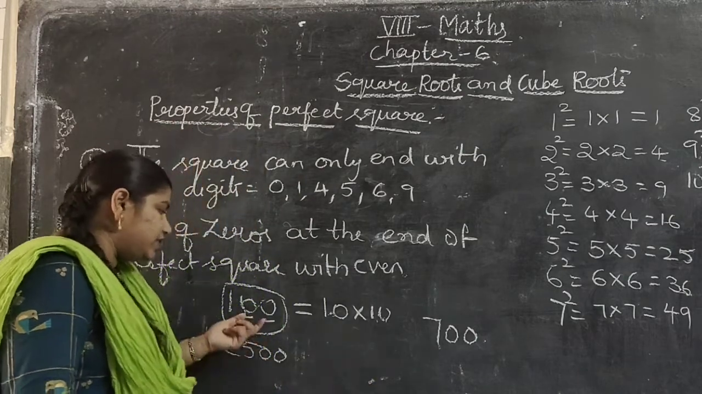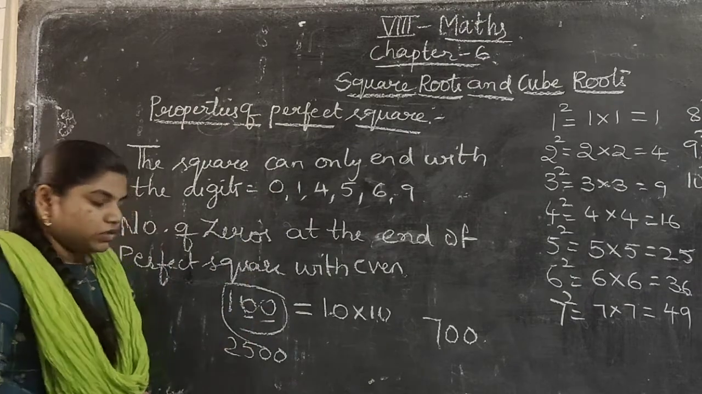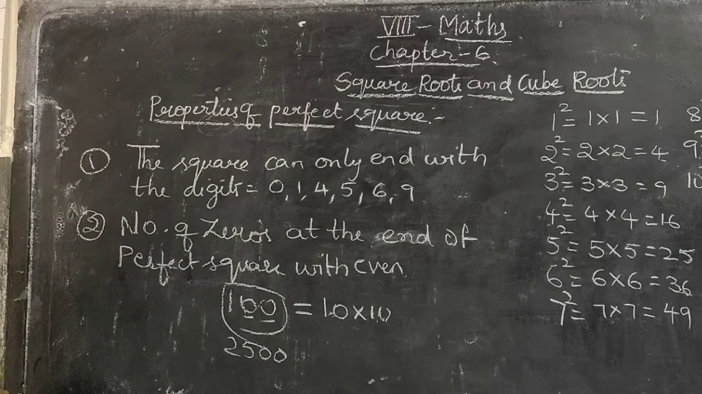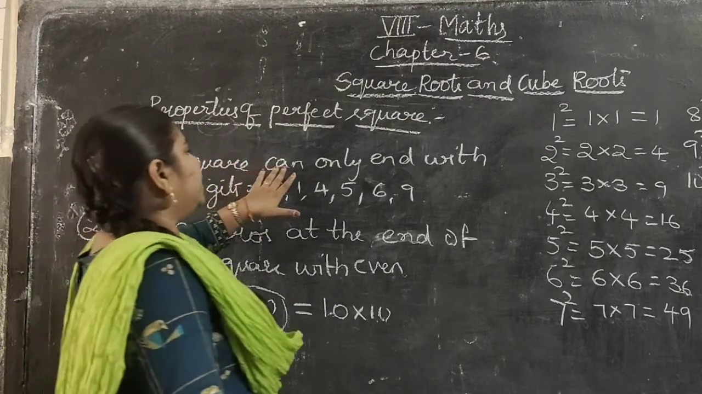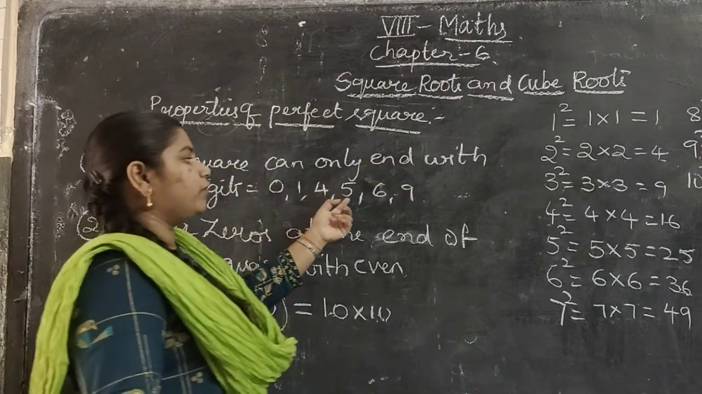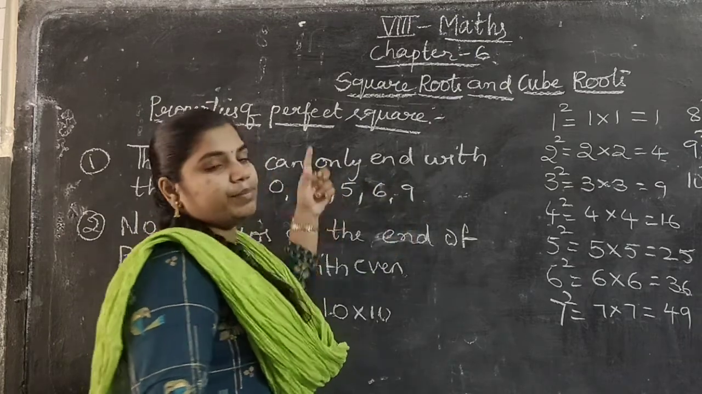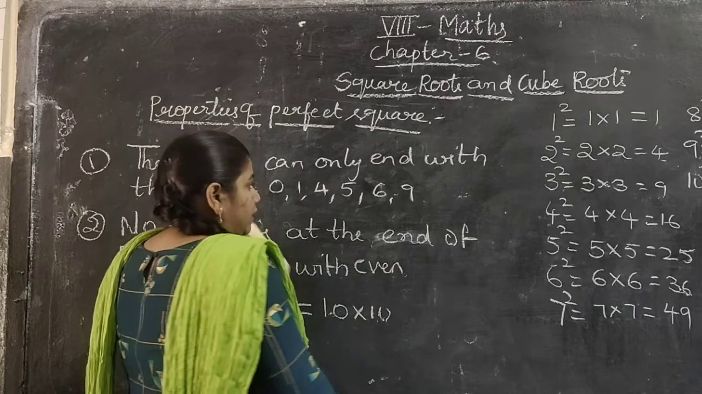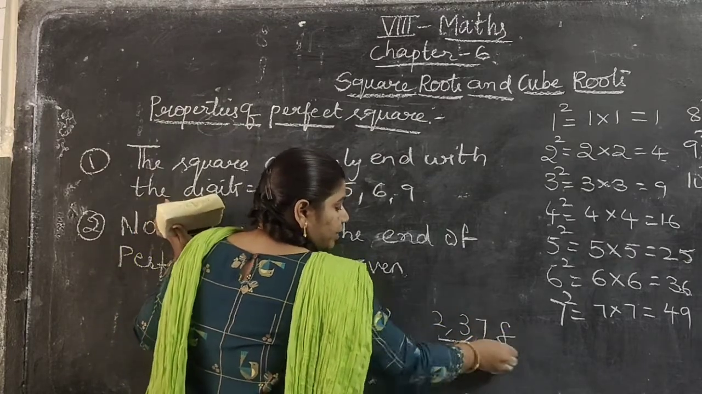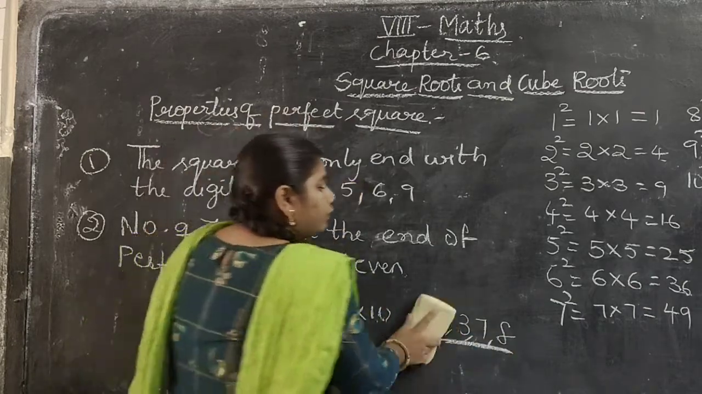What I am telling is, if you are seeing an even number of zeros, it may be a perfect square. So what is the first property? The first property is that a square number can only end with the digits 0, 1, 4, 5, 6 and 9. If you see the units place with these digits, it may be a perfect square. And if a number ends with 2, 3, 7 or 8, it will never be a perfect square. You have to remember that.